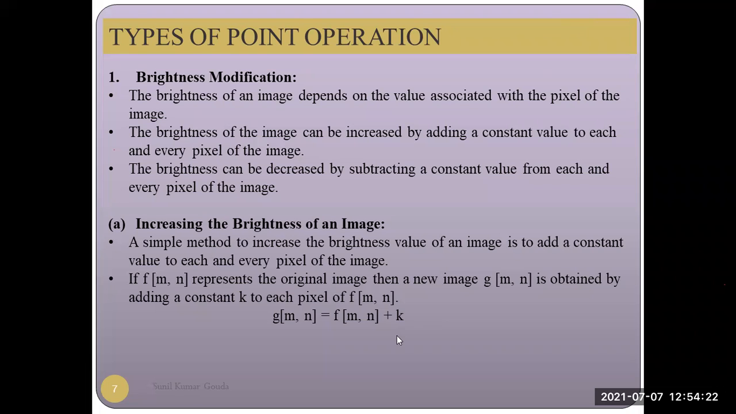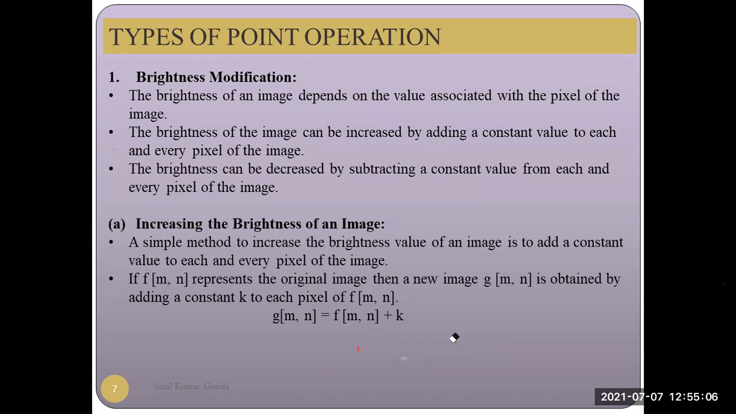Similarly, we can decrease the brightness also. So what will be the mathematical formula for that? If g(m,n) represents your obtained image and f(m,n) is my original image, then I subtract a constant value k from each and every pixel, so g(m,n) = f(m,n) - k. Whatever we obtain will be the decreased brightness of the image. I hope it is clear to all of you.